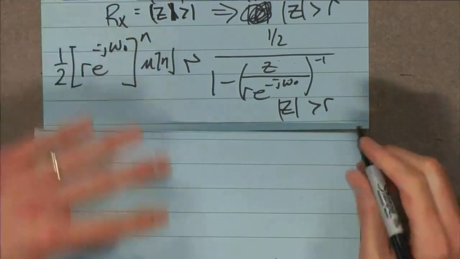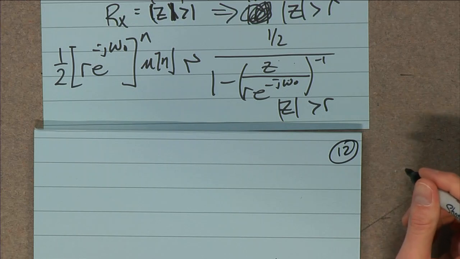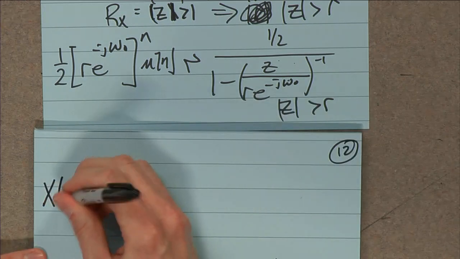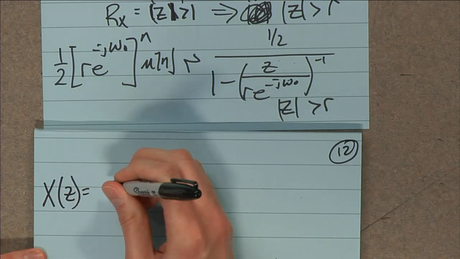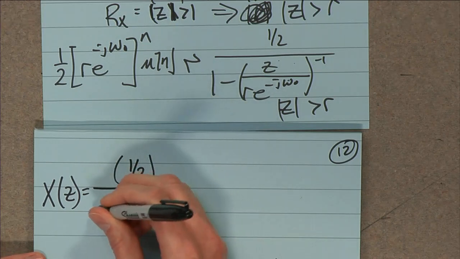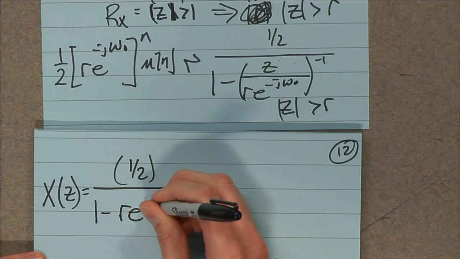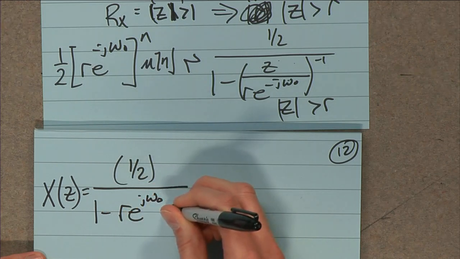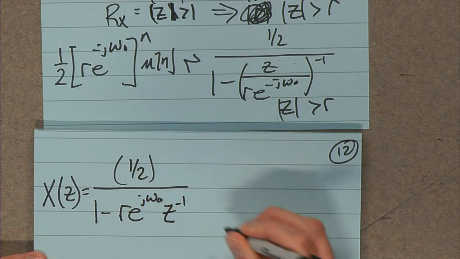I think the final way to put all this back together is what? 1/2 for 1 minus r e to the j omega naught z inverse.